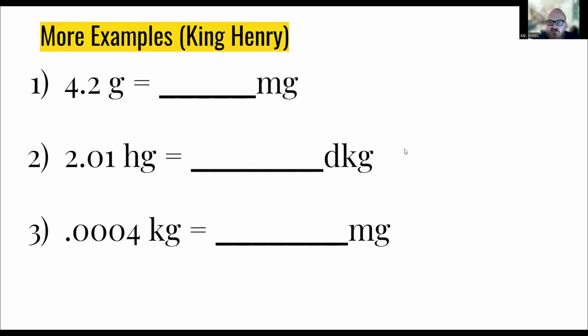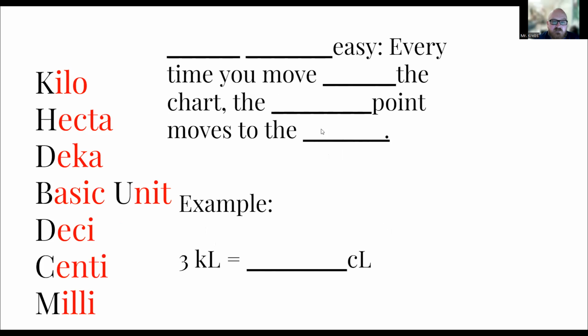There's some more examples for you to complete. You'll have a paper copy of this, but essentially that's how we use the King Henry chart. Now, I'd like to point out, I call this downright easy, and you might be thinking, well, what if I move up the chart? If you move up the chart, you just go to the left. You move your decimal point to the left. So if you move down, you go to the right. And if you move up, you go to the left. That's how the system works.